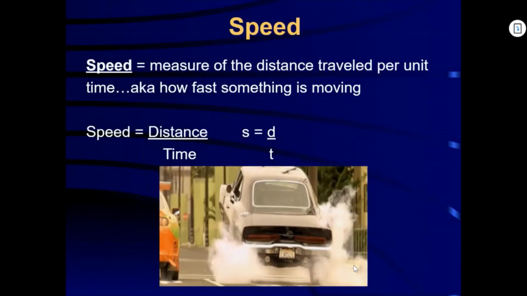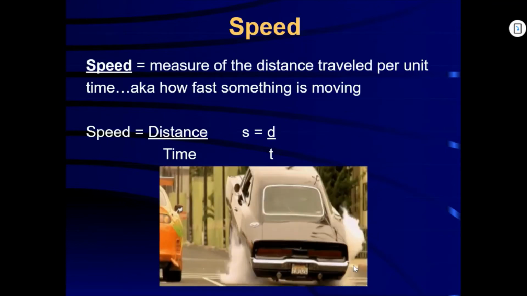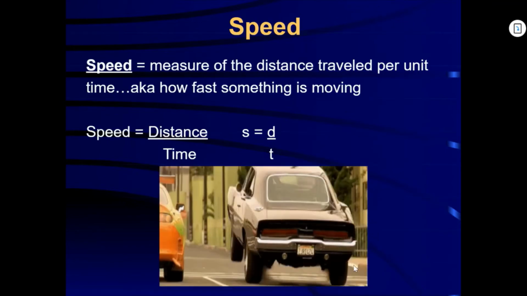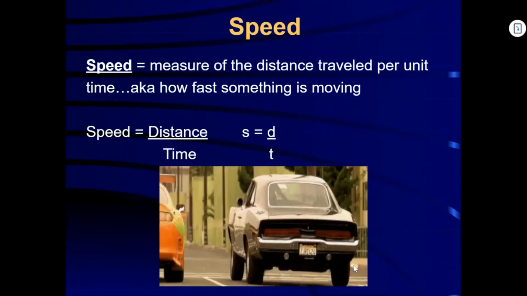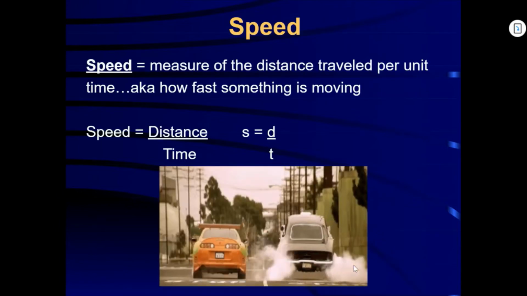Right, so speed is very much related to motion. Speed is just a measure of the distance traveled per unit of time. Basically, that's just saying how fast something is moving. Speed is broken down like this, and we're going to have to do some math when it comes to calculating speed. So just know that speed is equal to distance divided by time, and that makes sense, right? Because that's what speed is: getting from point A to point B, but knowing how fast that happens.